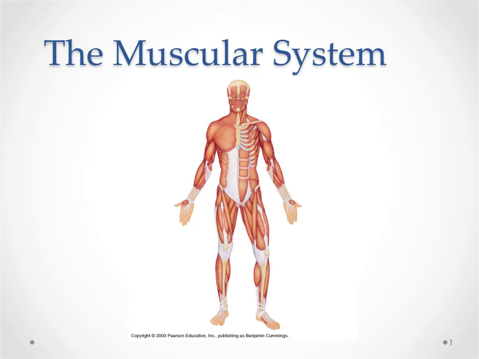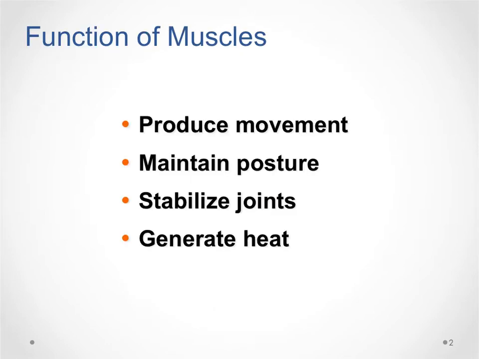In this lecture, we're going to be talking about the muscular system. Most of our time is going to be spent looking at the structure of a muscle, both macroscopically and microscopically. And then toward the end, we will talk about muscle names. The function of muscles is, of course, to produce movement. It also helps us to maintain posture, stabilize our joints, and to generate heat for our body.